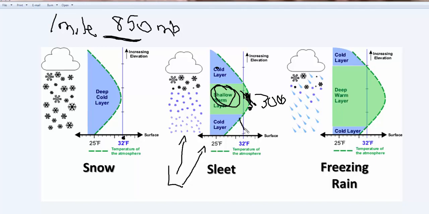But then the last 2,000 feet, it's 25 or 26 degrees. So now you get chunks of sleet, and that's sleet. Now it's easy sometimes for the atmosphere to go from sleet back to snow because you only have this little bit of bump to get rid of.